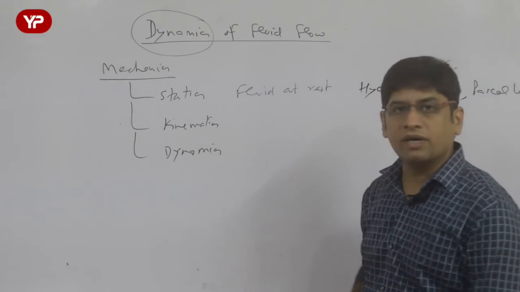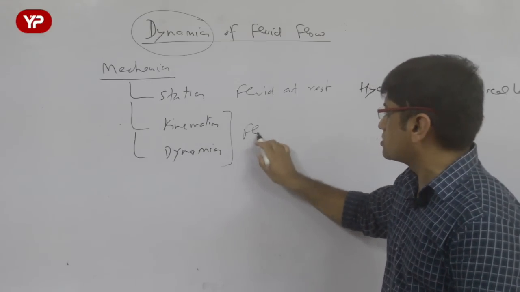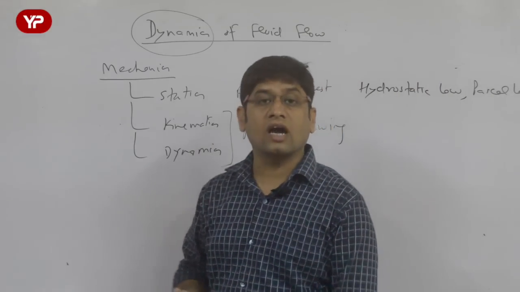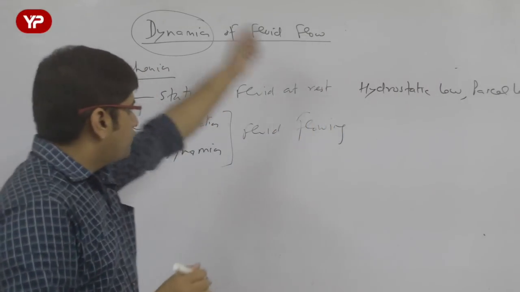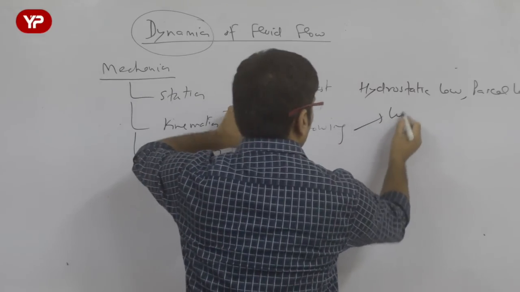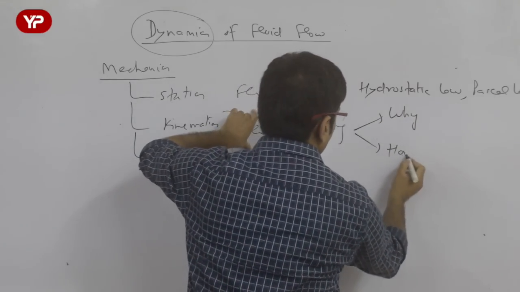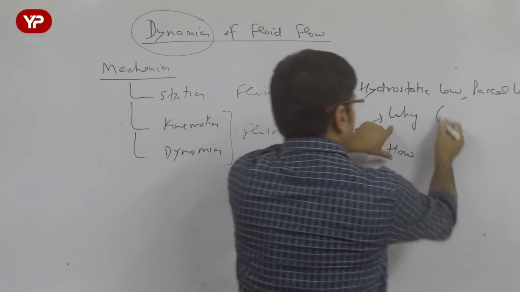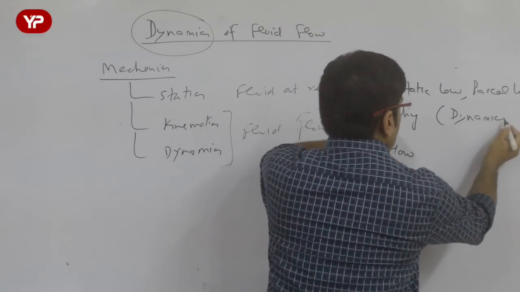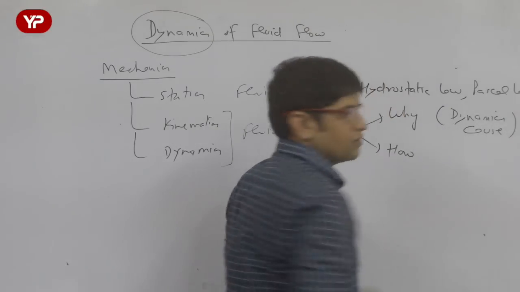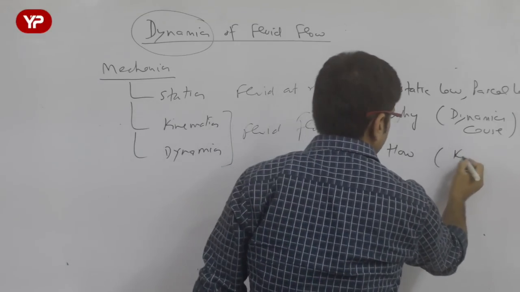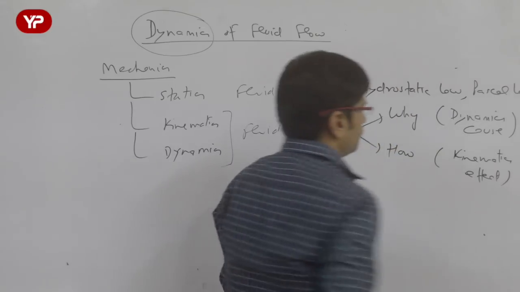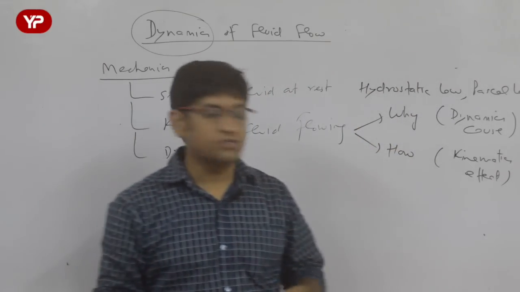Now, what is kinematics and dynamics? These two things are studied when the fluid is flowing. So when the fluid is flowing, that comes under the kinematics part or the dynamics part. Now, when fluid is flowing, the questions are why it is flowing and how it is flowing. Why the fluid is flowing is taken care of by dynamics. That means it is the cause of why the fluid is flowing, and how it is flowing is the kinematics part. Kinematics means the effect part.